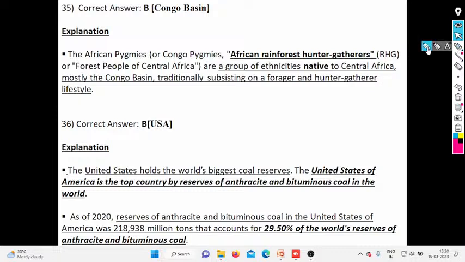Congo Basin. The African Pygmies, or Congo Pygmies, are African rainforest hunter-gatherers, forest people of Central Africa, a group of ethnicities native to Central Africa, mostly in the Congo Basin, traditionally subsisting on a forager and hunter-gatherer lifestyle.